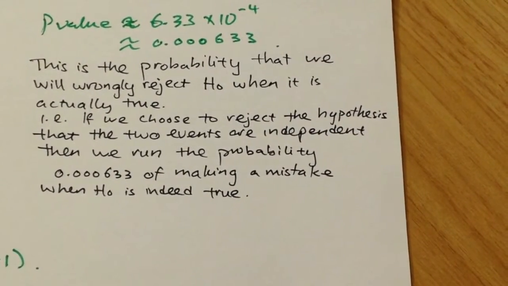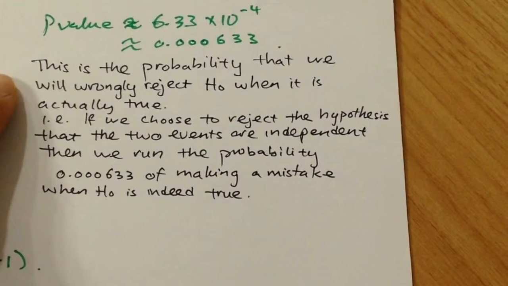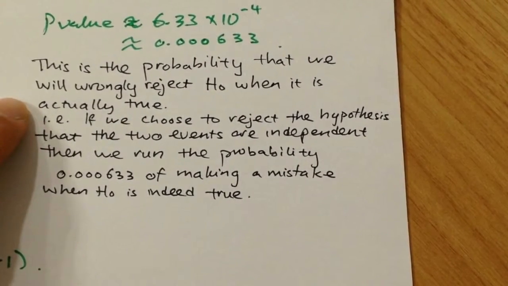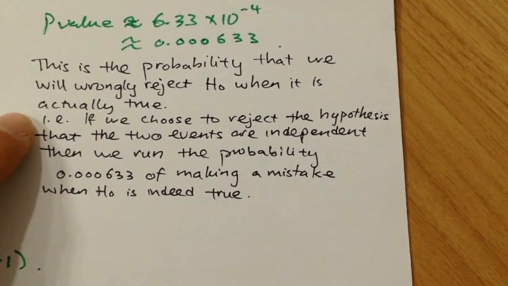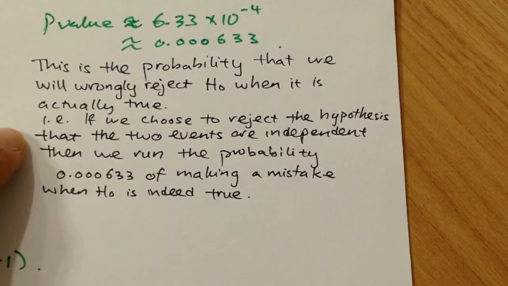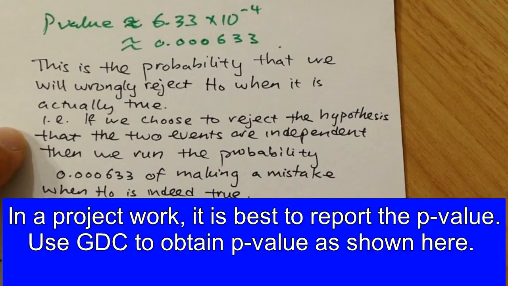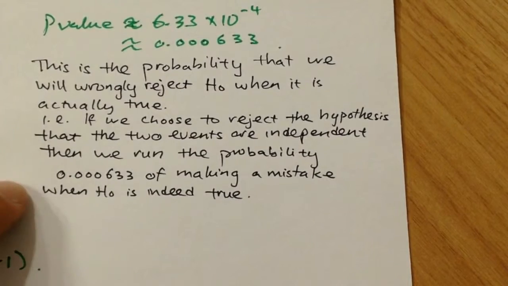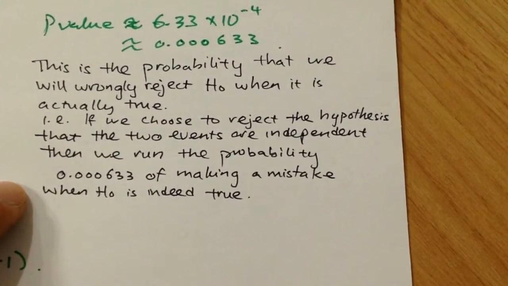Well, the p-value basically is the probability that we will wrongly reject the null hypothesis, that is, that the two events are independent, when it is actually true. In other words, if we choose to reject the hypothesis that the two events, in this case color and gender, are independent, then we run the probability of 0.00633, which is a very, very small number, of making a mistake when independence is actually true.